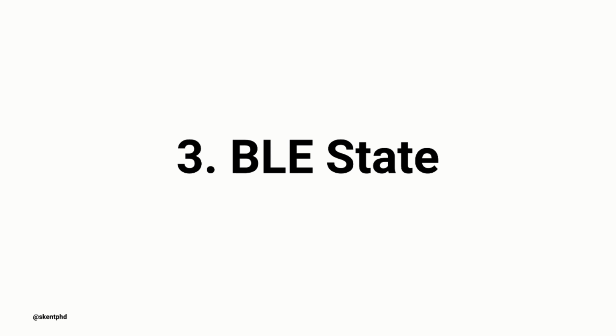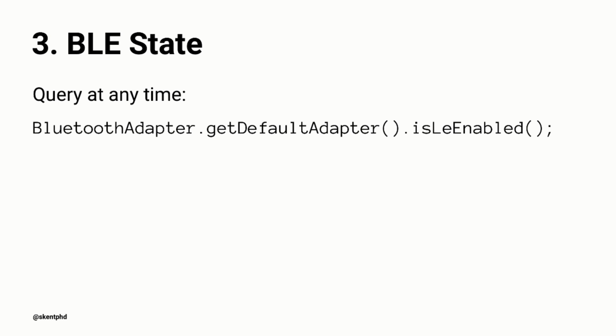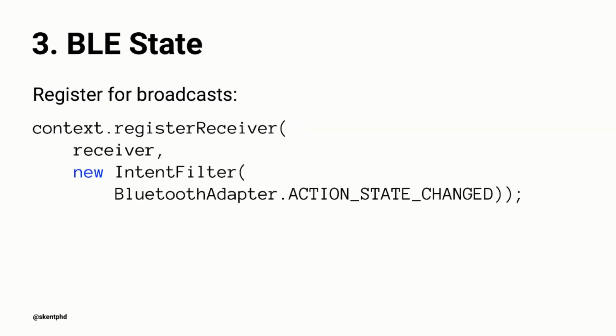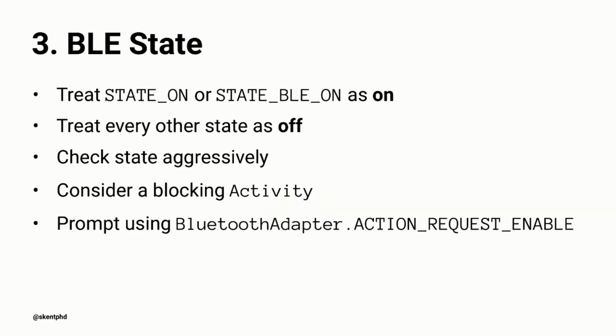Okay, so now we know we're on a device that supports BLE, or we're handling the case where it doesn't. We probably want to know what the current BLE state actually is. So you can query it anytime by getting the Bluetooth adapter and just asking, is LE enabled? And you can also receive broadcasts from the system when the state changes. So in this case, you would register a broadcast receiver for this action state changed on the Bluetooth adapter, and then in there you would be able to tell what the new state of the Bluetooth stack is on the phone. So basically, anytime you see state on or state BLE on, treat that as on and proceed happily. Anytime you see anything else, treat that as off.